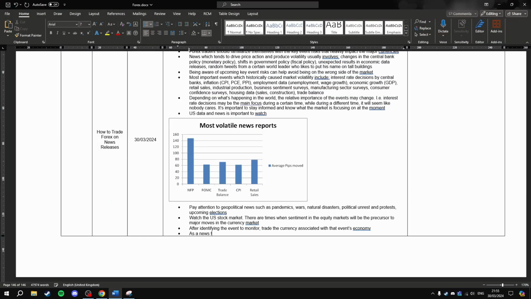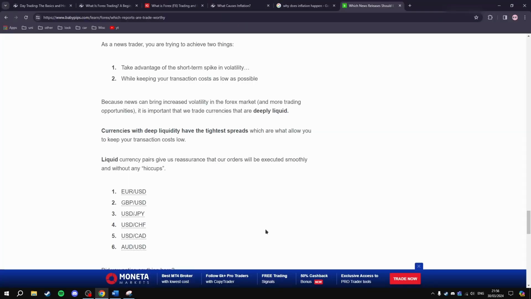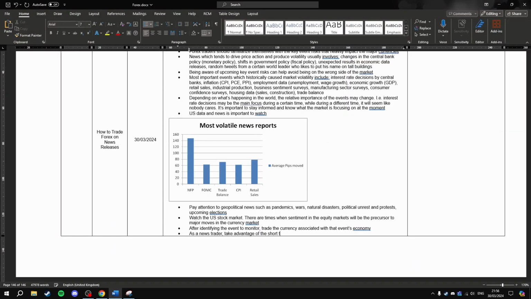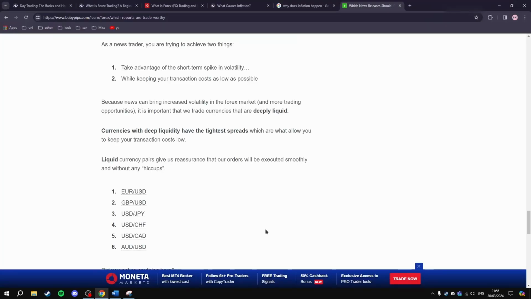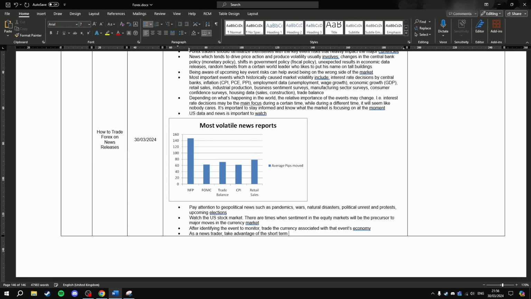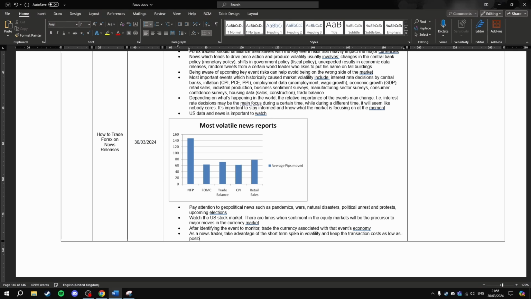As a news trader, take advantage of the short-term spike in volatility and keep the transaction costs as low as possible.